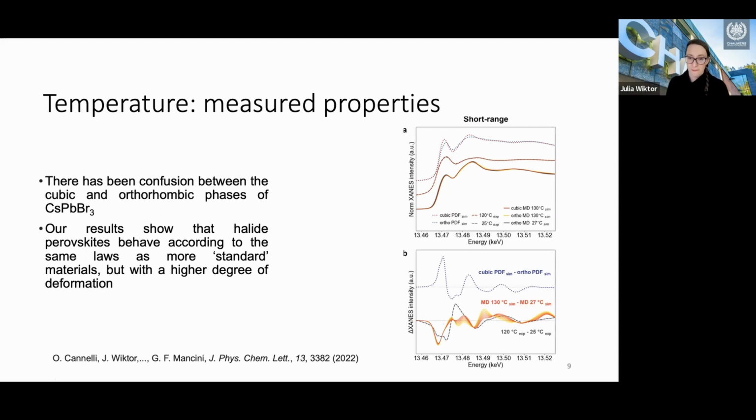But what we decided to do here is to include this disorder. So we ran MD simulations at different temperatures, and then calculated spectra on the snapshots. And this difference from MD, the yellow to red line, matches the experimental difference much better, which means that this is exactly this orthorhombic to cubic transition. And also having MD trajectories, we can analyze a bit more why we have this confusion, what is going on in the material.